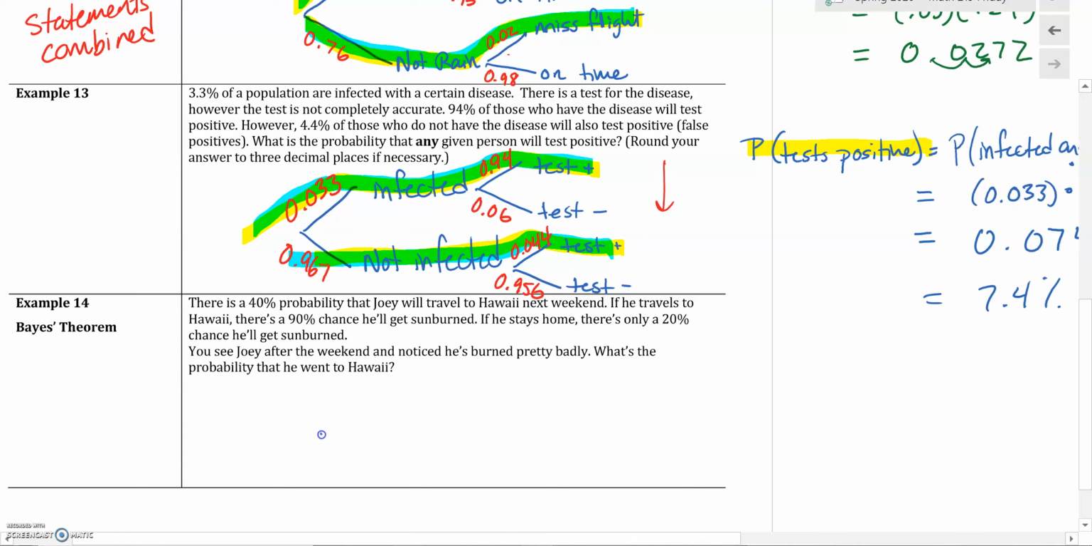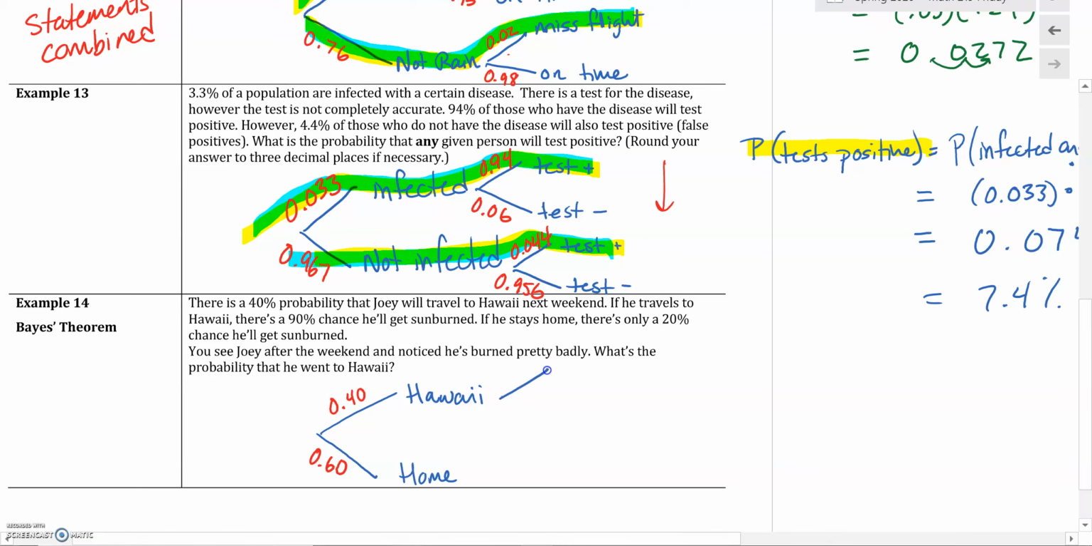So there's basically two things to kick this off. Either he goes to Hawaii or he does not. Okay, so he went to Hawaii or he stayed home. And they told us the probabilities there. They said there's a 40% chance he goes to Hawaii. So 0.40 is the probability he goes to Hawaii. The chance that he does not go to Hawaii, stay home, would be the complement. So that'd be 0.60.